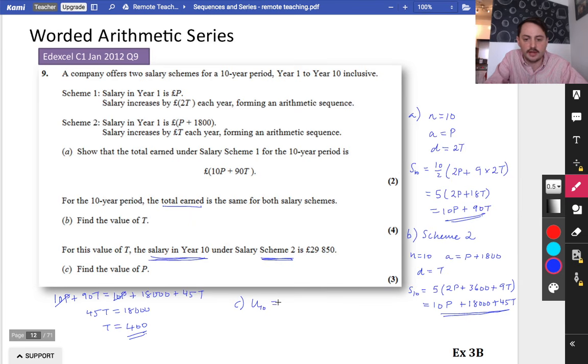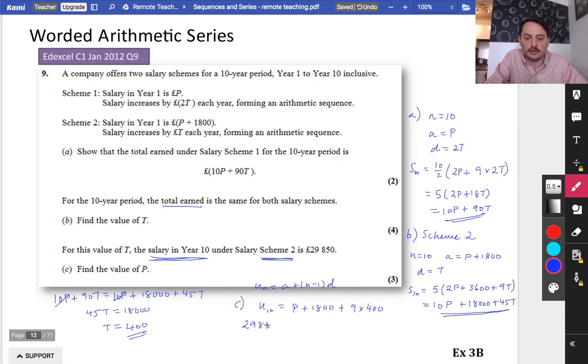And we know that u n is equal to a plus n minus 1 d, and we're just going to go straight in with what u10 is. So we know that u10 will be the starting amount, which is p plus 1800, plus n minus 1, which is just going to be 9 multiplied by t, which we've just said is 400. And we know that u10 is 29,850.